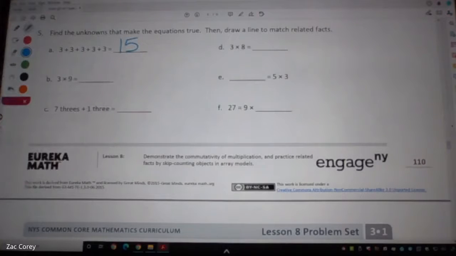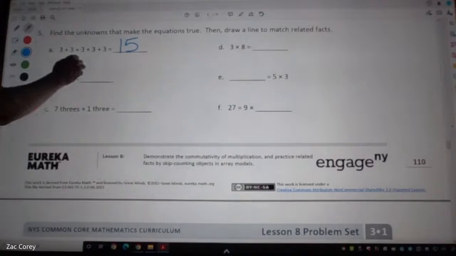Okay. 3 times 9 over here for letter B. What is 3 times 9? Well, that means we have to count by 9 3 times. So 9 plus 9 I know equals 18. One more 9 equals 27.